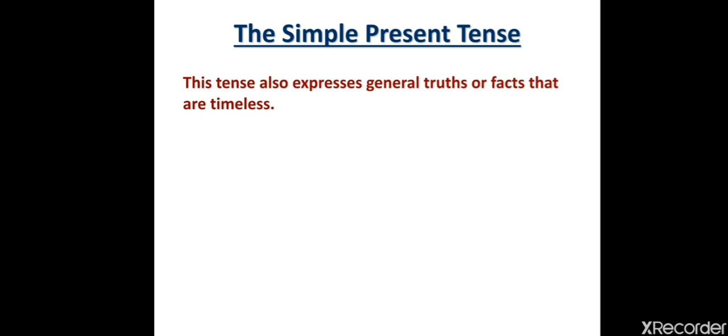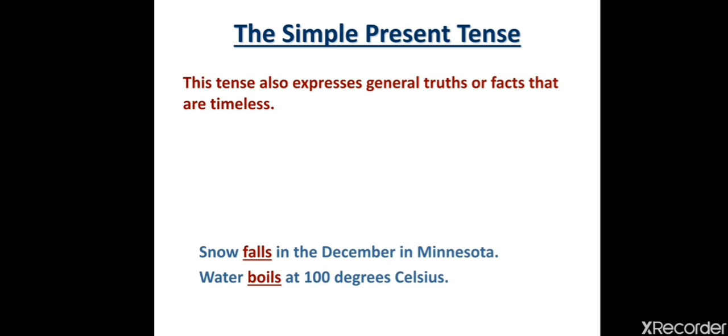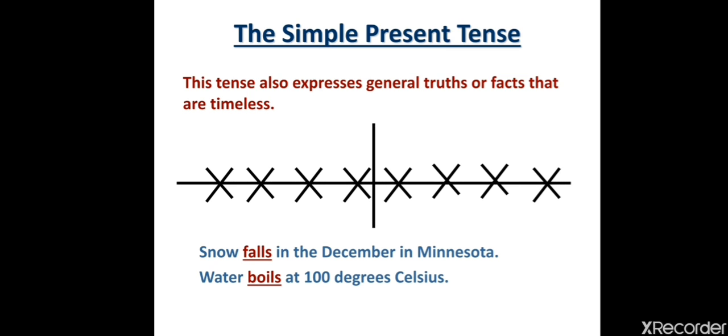The simple present tense also expresses general truths or facts that are timeless. So it's universal facts we express through simple present tense. Like snow falls in December in Minnesota. Every year it happens. So it's a universal truth. The action doesn't change according to time and place, but it happens all the time. Water boils at 100 degrees Celsius. It's a fact. So the picture again displays the same.